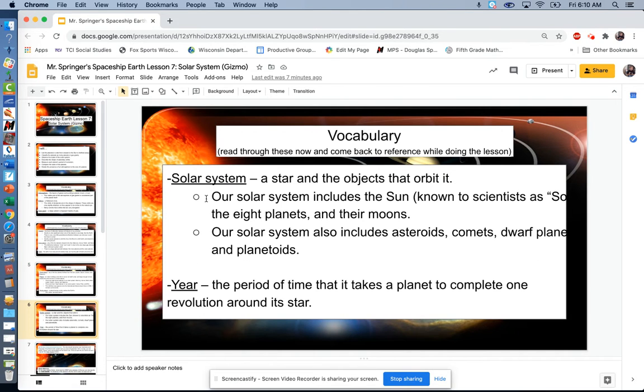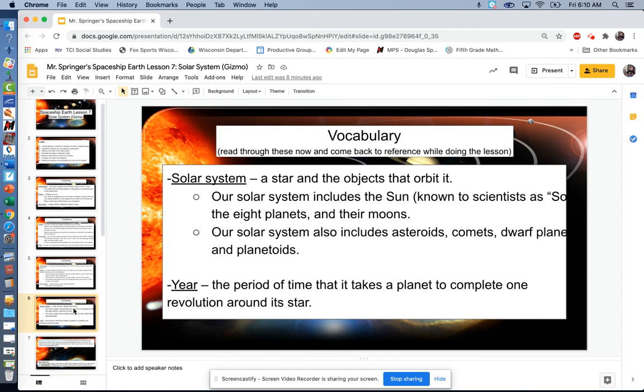Slide 6, we have 2 more. Solar system, a star, and the objects that orbit it. Solar means sun. Our solar system includes the sun, known to scientists as Sol, the 8 planets, and their moons. Our solar system also includes asteroids, comets, dwarf planets, and planetoids. A year is the period of time it takes a planet to complete one revolution around its star.